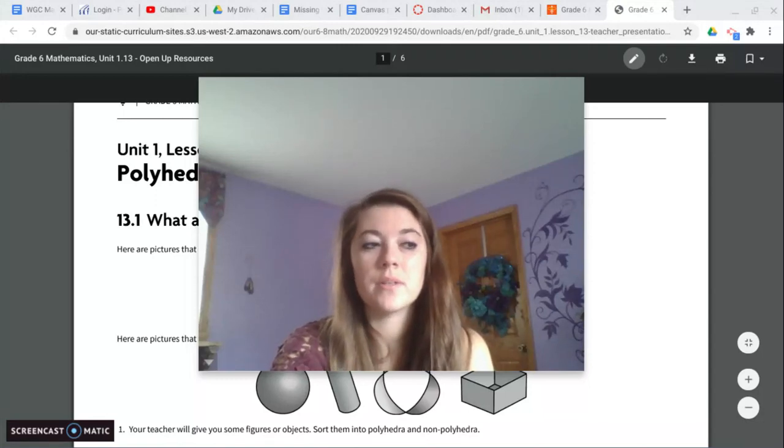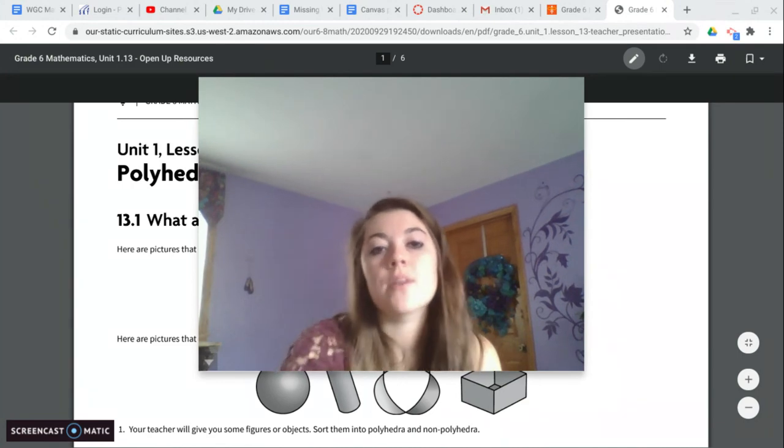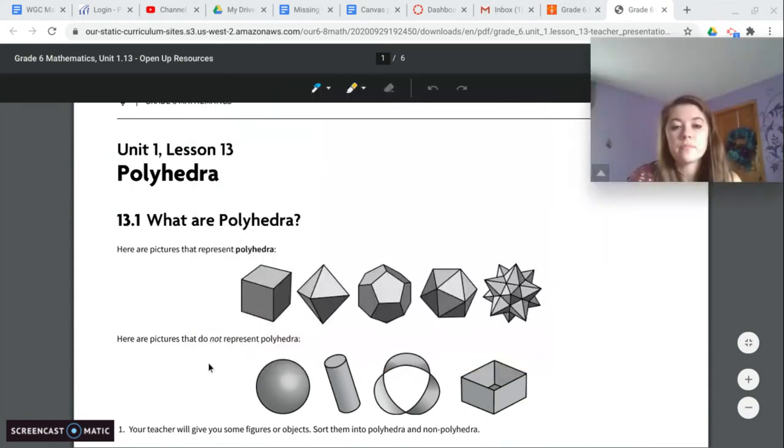Guys, welcome back. So what we're looking at today is lesson 13, Polyhedra. So let's go ahead and jump right in. What are polyhedra? Here are pictures that represent polyhedra. So we have this cube here, we've got this one here. All of these represent polyhedra.